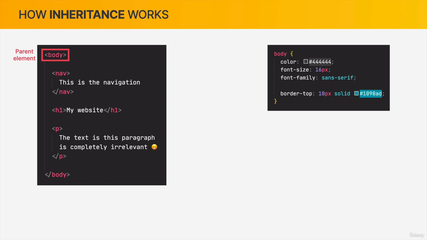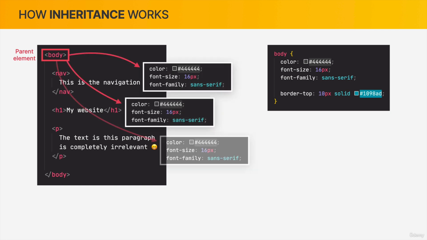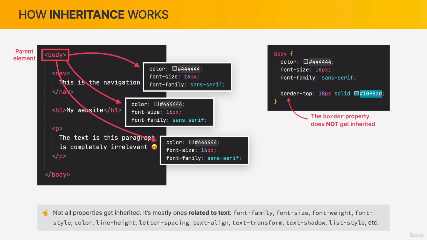Now, of course, the body element here is the parent element of all these other three elements. And so, therefore, thanks to inheritance, all of these three elements basically get access to these three properties that are inherited. And again, all these three properties are basically related to text, while on the other hand, the border property does not get inherited. So not all of the properties do get inherited, but it is mostly the ones related to text. And I have a big list of many of the properties that do get inherited, so you can take a look at them if you'd like.